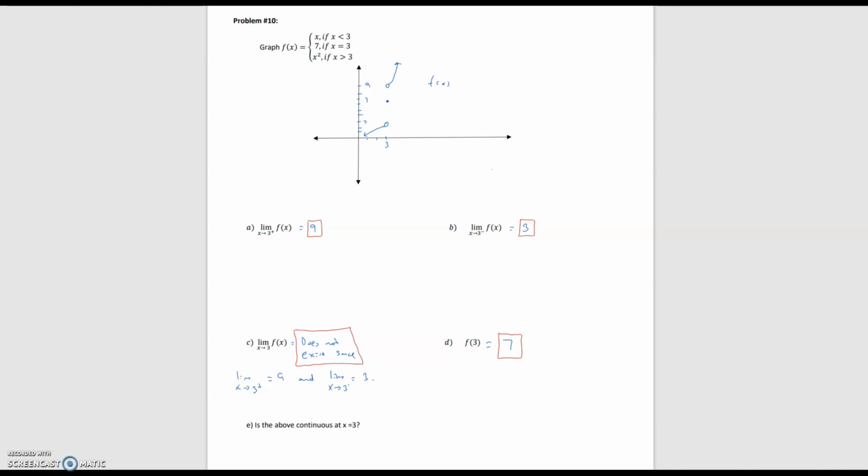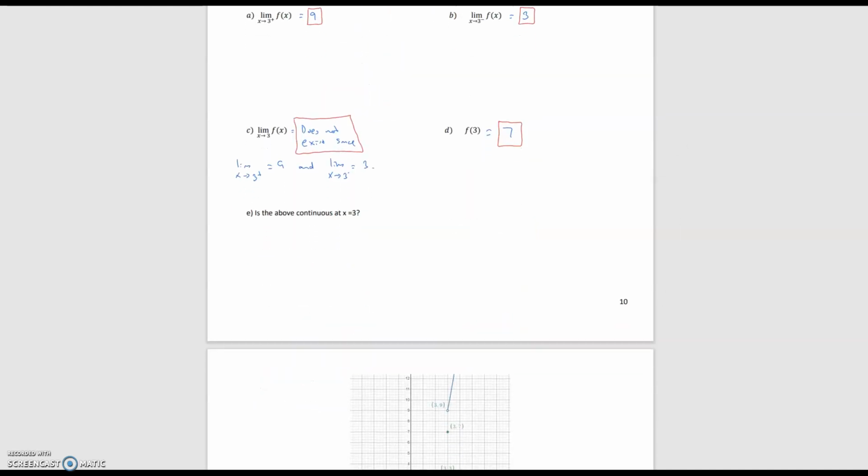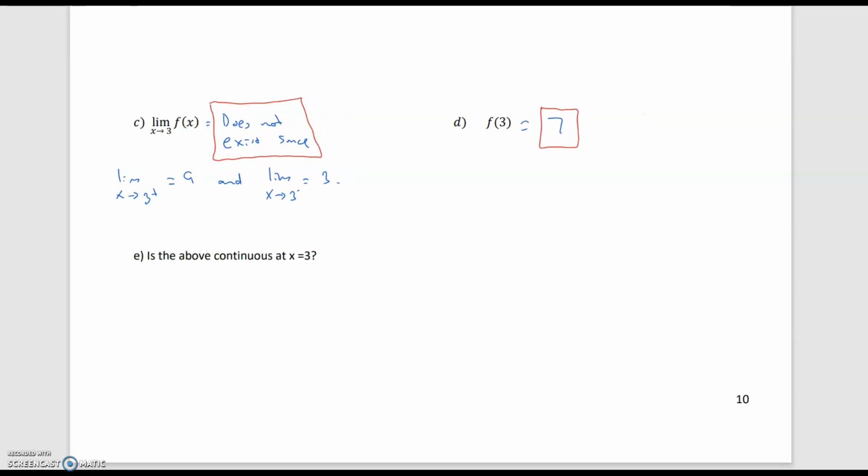Okay, for the last portion, the question is asking if the function is continuous at x is equal to 3. And in this case, we can say, no, it's not continuous. It has a break. And basically, for the function to be continuous, you have to have the limits and the function value agreeing at the same point. On this one, I'll just say, no, the function is not continuous at x is equal to 3.